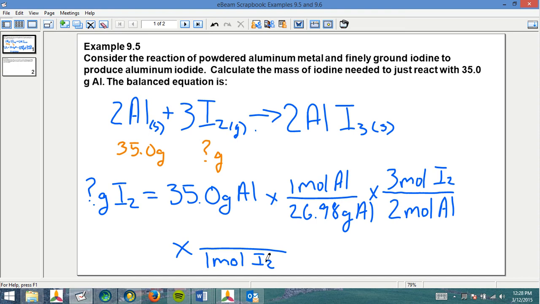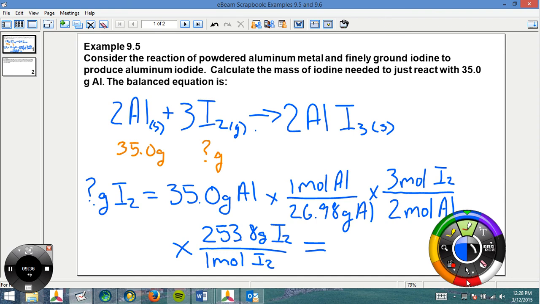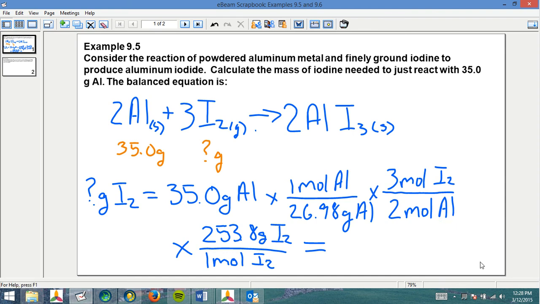Okay? So, we have 253.8 is the grams of iodine, and again, like Zach said, we got that by multiplying 126.9 times 2 because it's I2. Okay? Alright, now we're going to go back and cancel before we calculate to make sure that we have everything the way it should be.